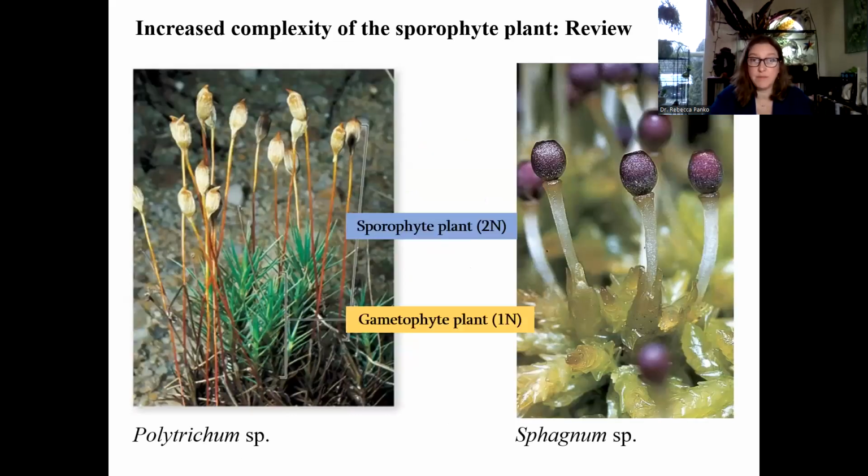Here's pictures of them in real life. You have true mosses on the left with polytrichum, and you have the peat mosses on the right, sphagnum. In true mosses, this whole little stick is the sporophyte plant. In peat mosses, this little olive looking thing is the sporophyte plant.